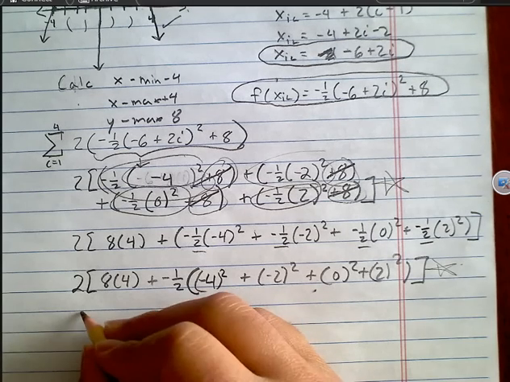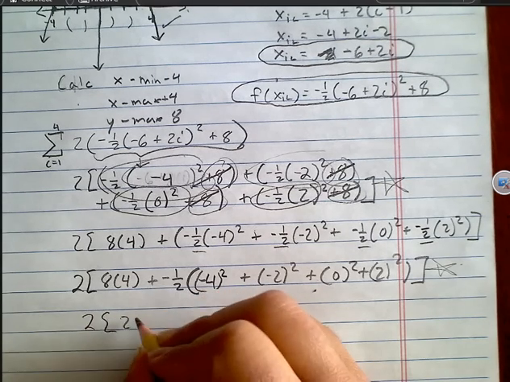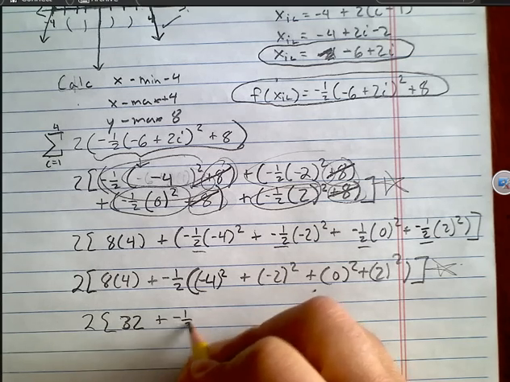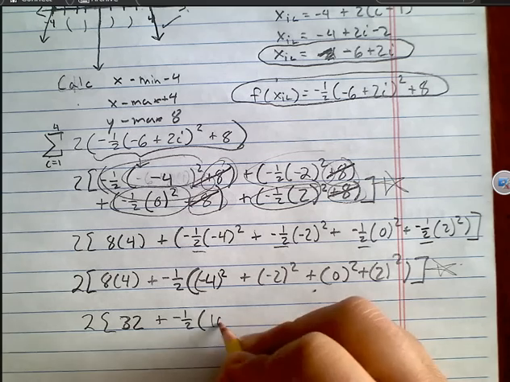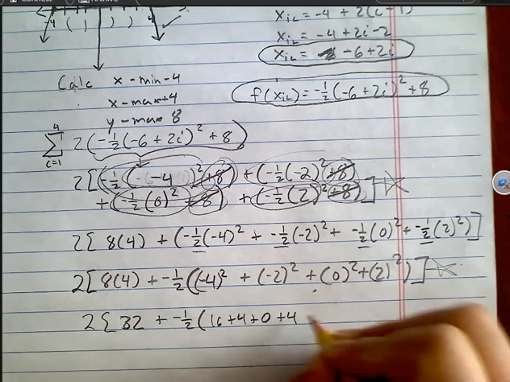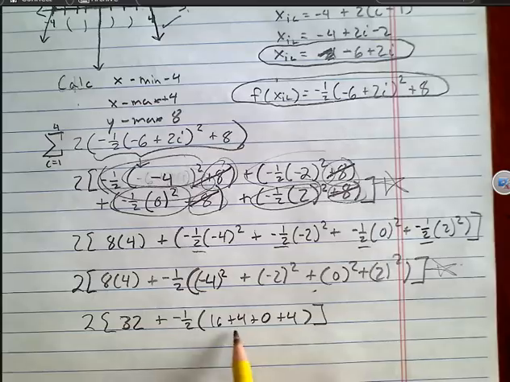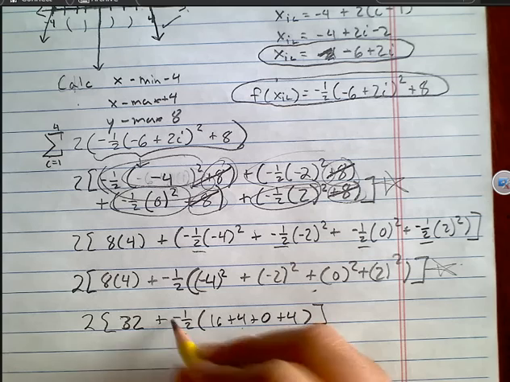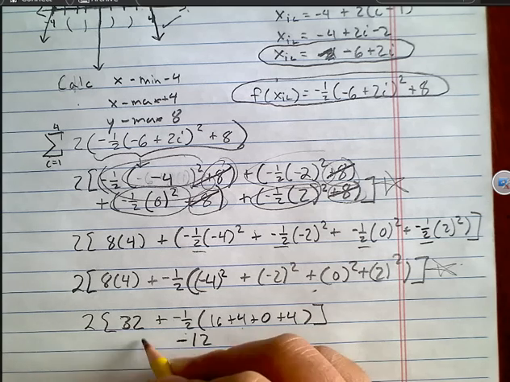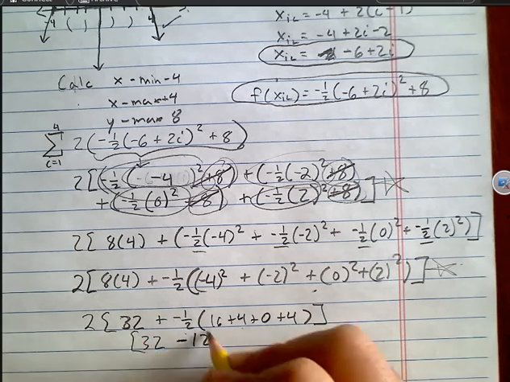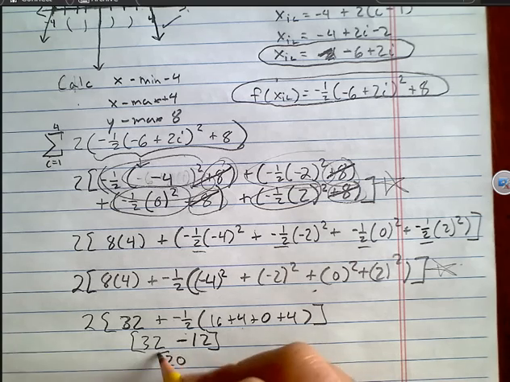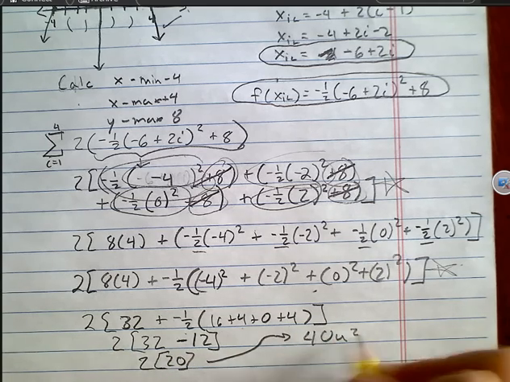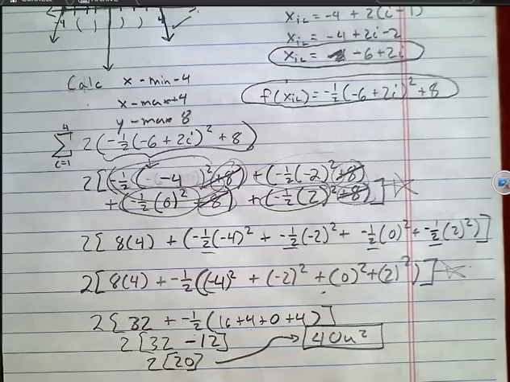Alright, so 2 times [32 plus negative 1/2 times (16 plus 4 plus 0 plus 4)]. 16 plus 4 is 20, plus 4 is 24, divided by 2, negative, is negative 12. 32 minus 12 is 20, times 2 is 40 units squared. Alright, so that's it for number 2.